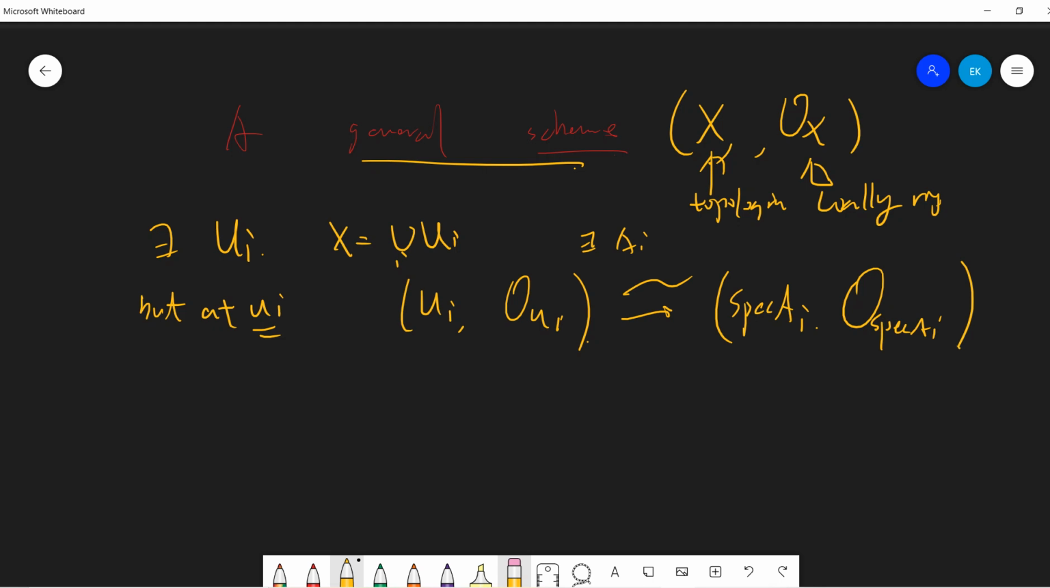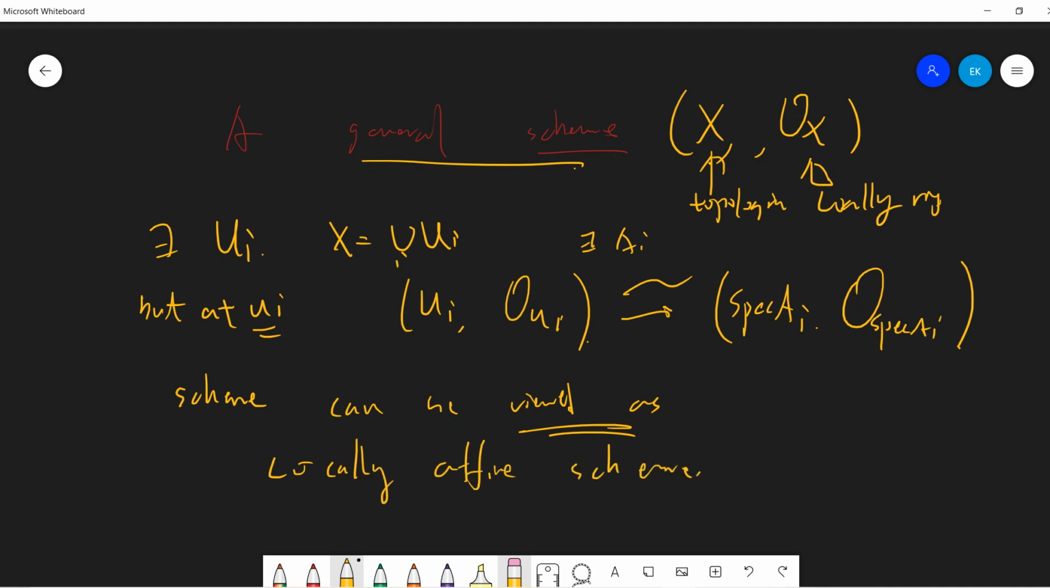So the general scheme can be viewed as locally an affine scheme. Okay, so this is the definition.